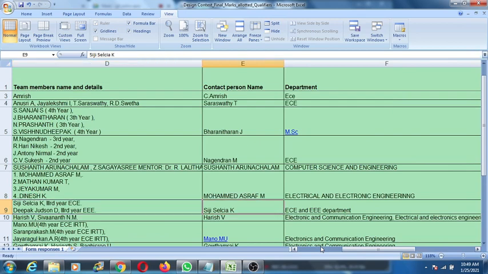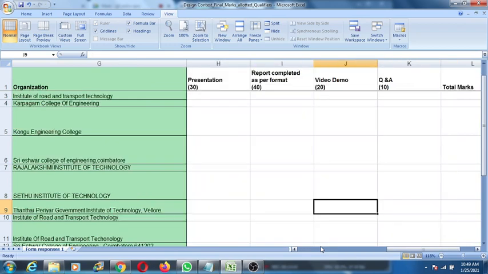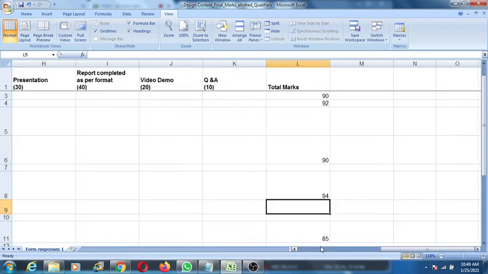Thank you, Sajee Celsia and Deepak Jetson from Thanthai Periyar Government Institute of Technology, Vellore. Finished. Next batch.